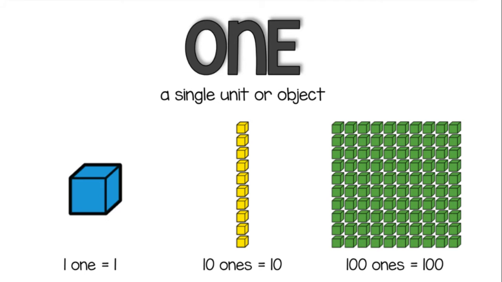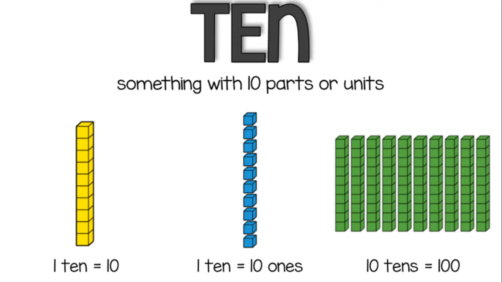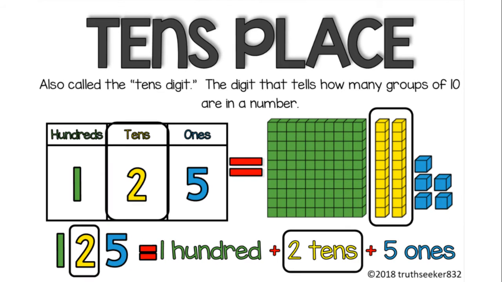1 is a single unit or object. The ones place is also called the ones digit, the digit that tells how many units are left over after making groups of hundreds and tens. 10 is something with 10 parts or units. And the tens place is also called the tens digit, the digit that tells how many groups of 10 are in a number.